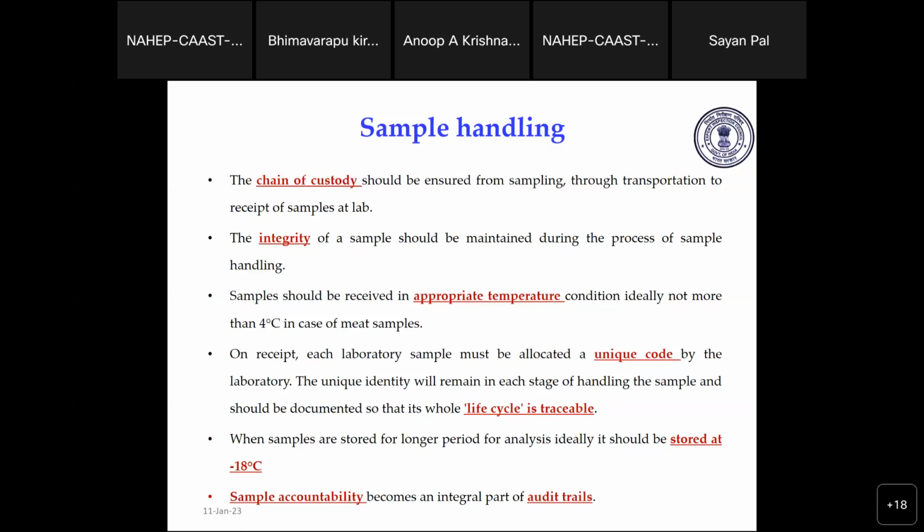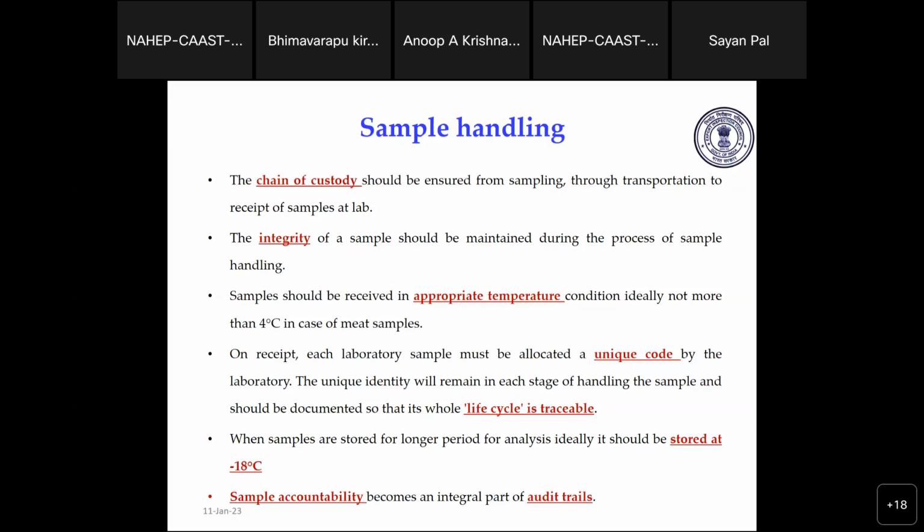Once it is received in the lab, the samples are coded with a unique code. This is to ensure confidentiality in the process. Because if a sample comes to a lab and you already know the customer who has submitted it, there is every possibility of a confidentiality breach. So a code is put, and based on the code, that is the life of the sample as it goes inside the laboratory for testing, and traceability of the sample is maintained through this unique code.